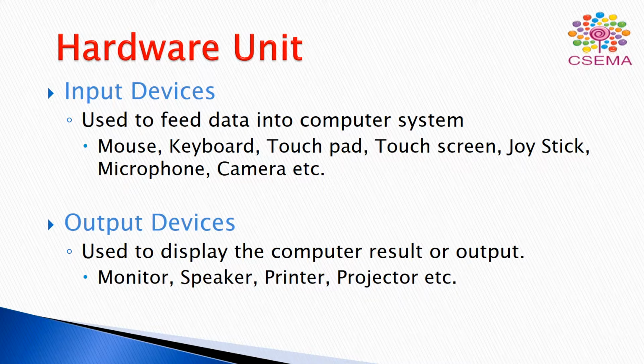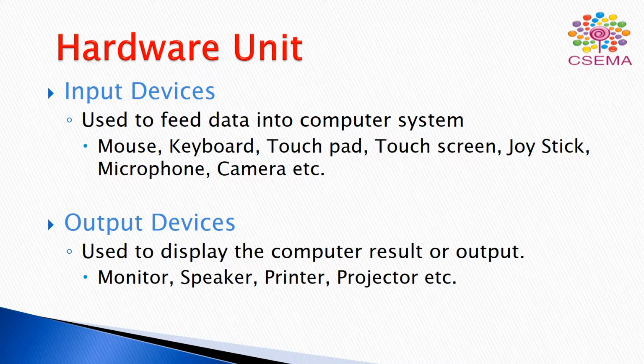Output devices are the devices that are used to display the computer results or output, or we can say that the computer uses these devices to send the processing result to the user. These devices are monitor, speaker, printer, projector and so on. On the monitor, we see the screen and whatever video it shows us.